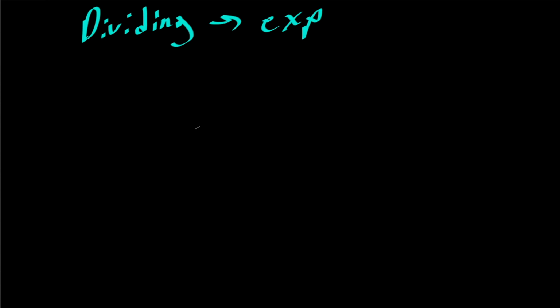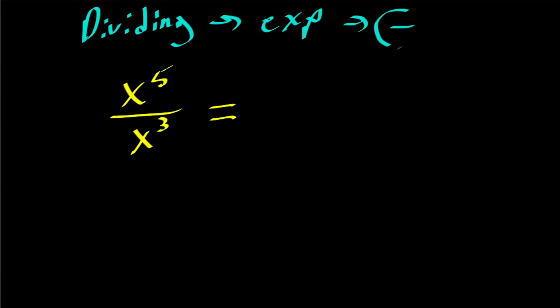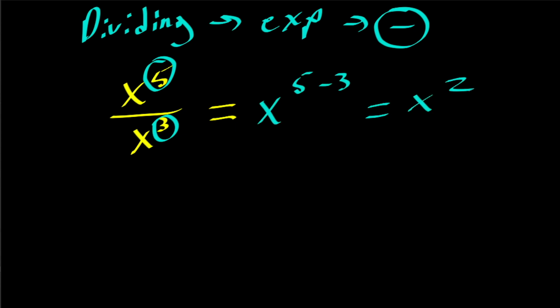So let's start off with x to the 5th divided by x to the 3rd. Whenever we're dividing exponents, we're going to subtract our exponents. If I say x divided by x, they're the same variable, so we can divide these. Then I take 5 and subtract 3. So my answer is x to the 5 minus 3, which gives me x squared.